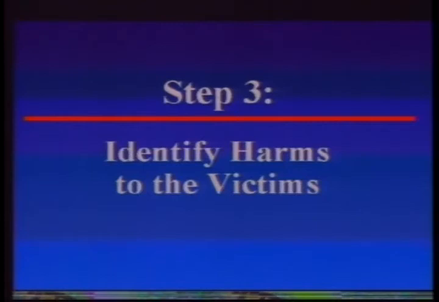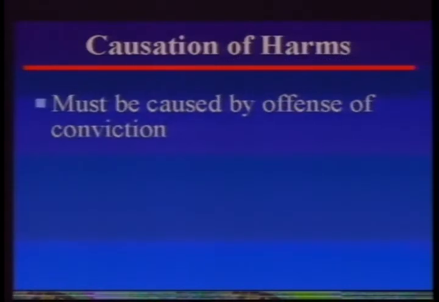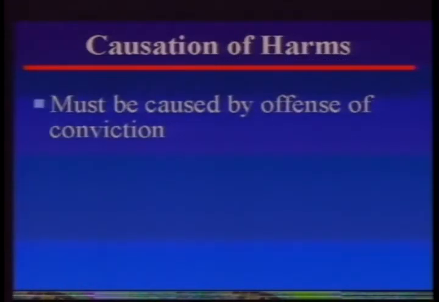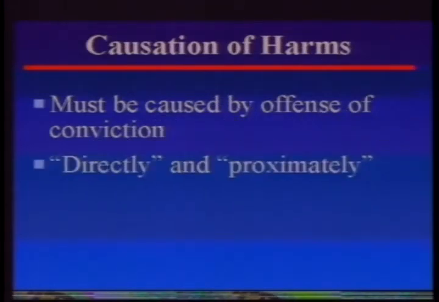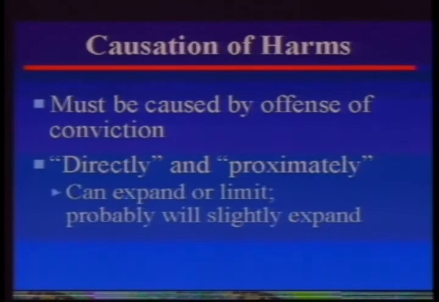Step three is identify the harms to the victims. And here the issue, as we mentioned earlier, is the causation of harms. The harm must be caused by the offense of conviction. And then we have these words "directly and proximately" that were introduced by the Mandatory Victim Restitution Act back in 1996. A little uncertainty there because we think they can expand or limit the harms that will be included. Probably will slightly expand.